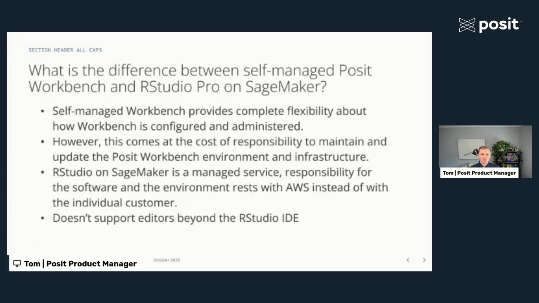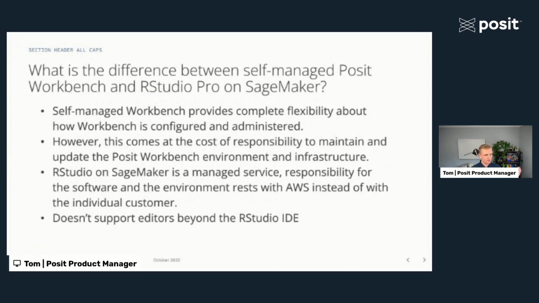I do want to call out some of the trade-offs or differences, though, between a self-managed Posit Workbench that includes RStudio Pro, as well as JupyterLab and VS Code, versus RStudio Pro on SageMaker. Number one, self-managed Posit Workbench provides complete flexibility about how you set up, configure, and administer Workbench. You do need an IT admin, but you can set up a really custom environment and have access to all these different things you need. This does come at the cost of responsibility. You do have to have that IT admin persona to come in and maintain and update the environment and the infrastructure. But if you really want that customization, that's a good route.